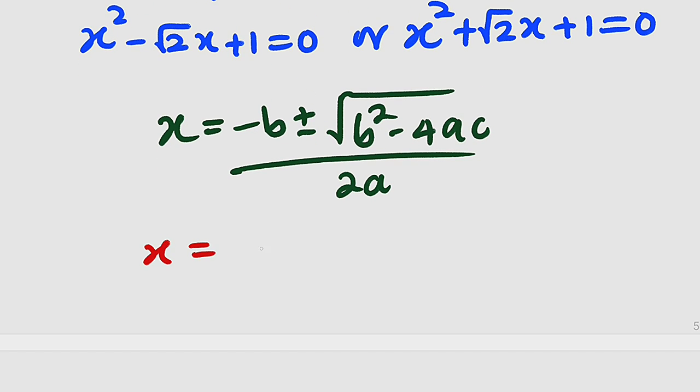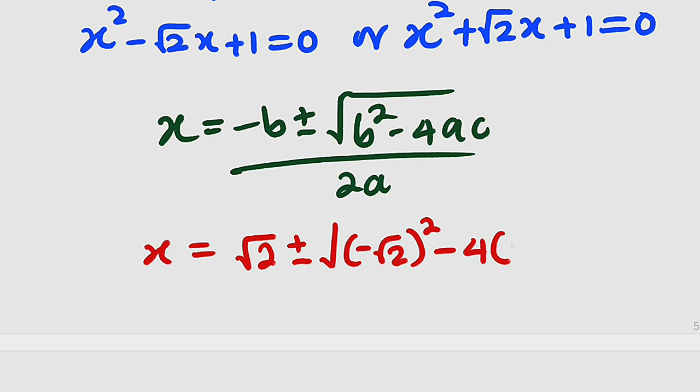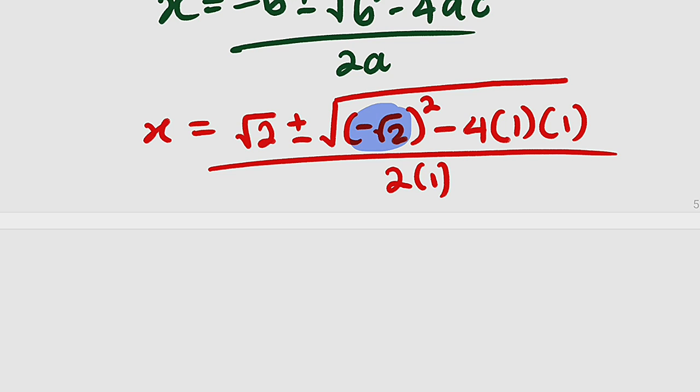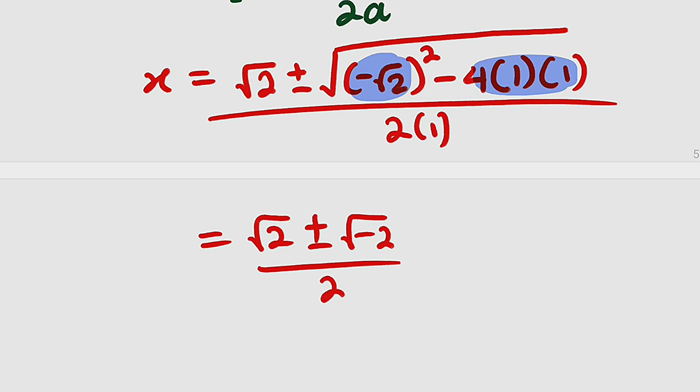We have x equal to minus b. B is negative square root of 2. If you negate it with this other negative, it becomes positive square root of 2, right? Plus or minus the square root of b squared; b is negative square root of 2, you square that, minus 4 multiplied by a, which is 1, multiplied by c, which is 1 as well, divided by 2 times a, 2 times 1. We simplify. The square of negative square root of 2 is 2, and 4 times 1 times 1 is 4. So 2 minus 4 is negative 2. So this becomes square root of 2 plus or minus the square root of negative 2, divided by 2 times 1, which is 2.